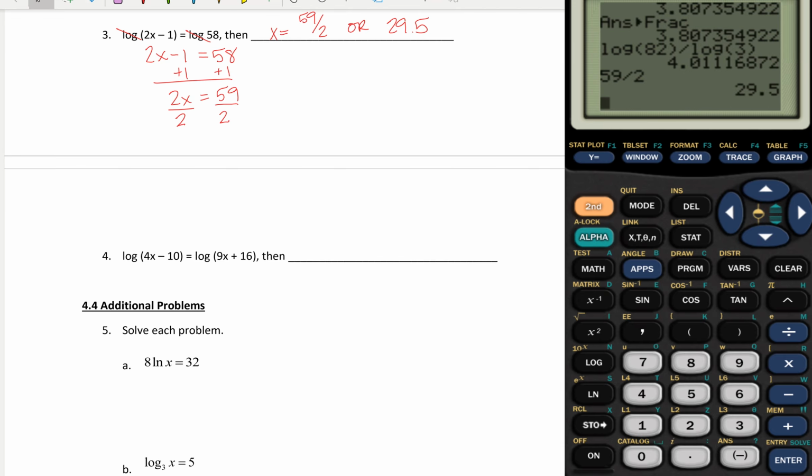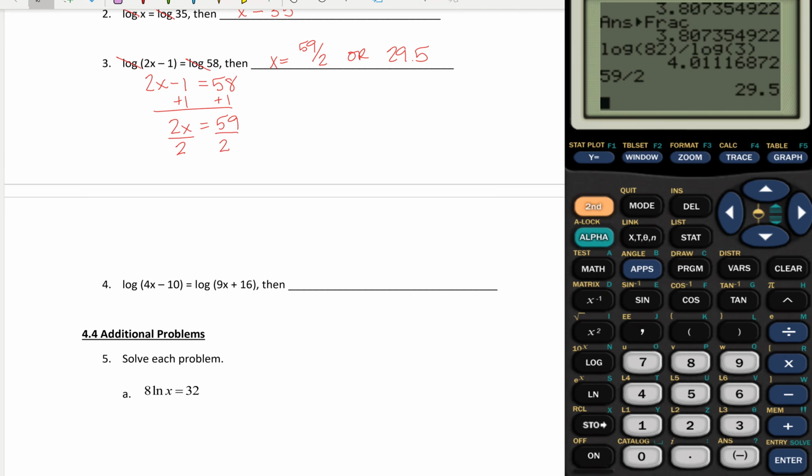You can also plug them back into your equation on both sides to figure out if they become equal to each other.